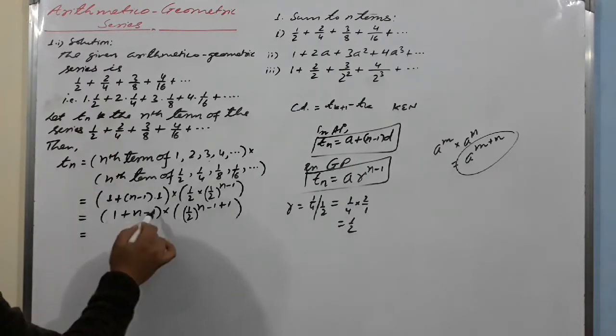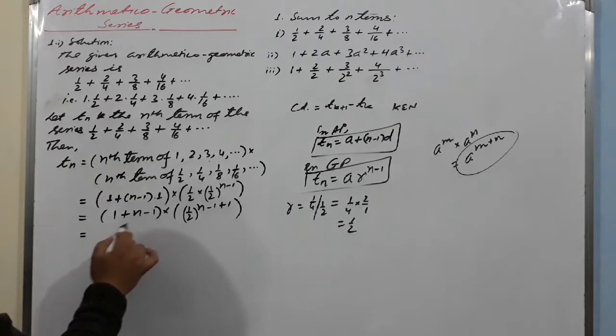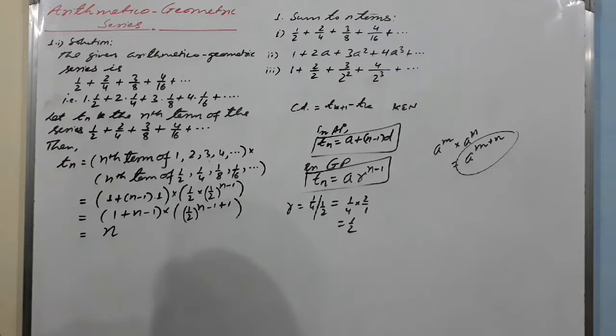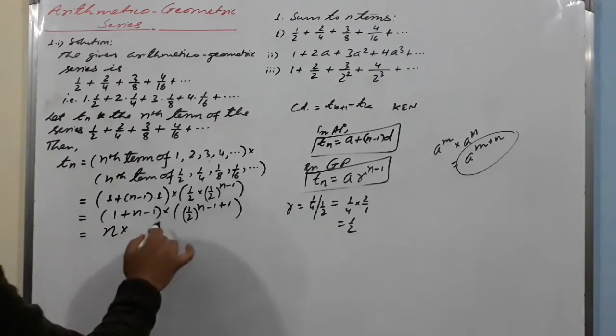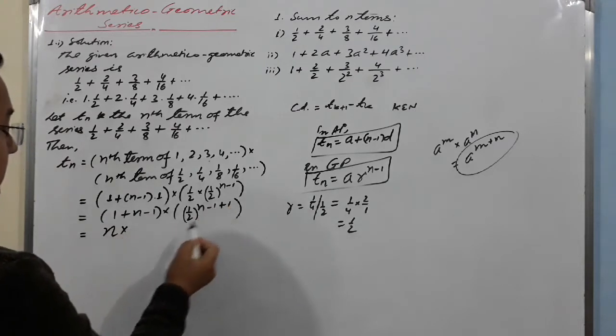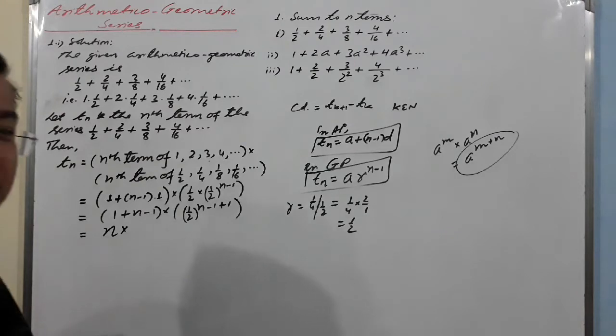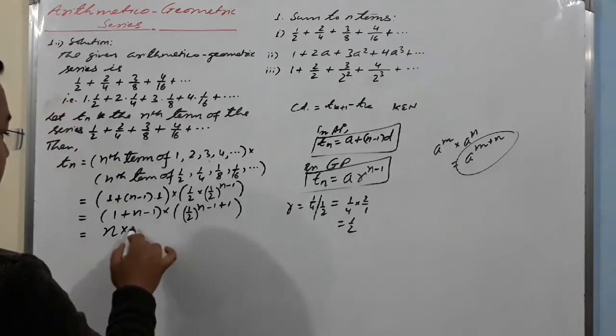So 1 plus n minus 1 are very simple calculations. You get here n times, and here 1 minus 1 will cancel out because they are of the same magnitude but with opposite sign, that's why.